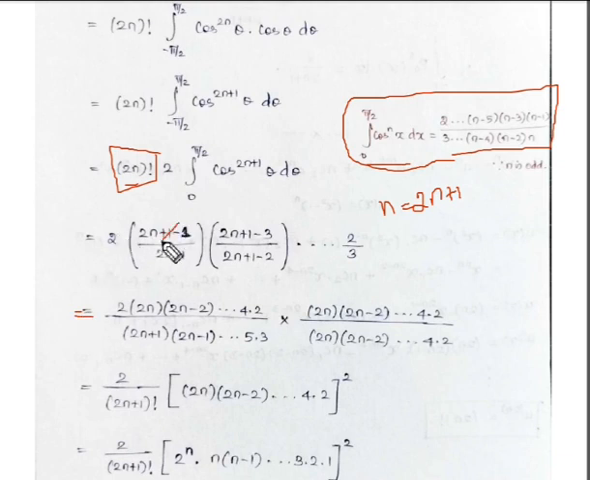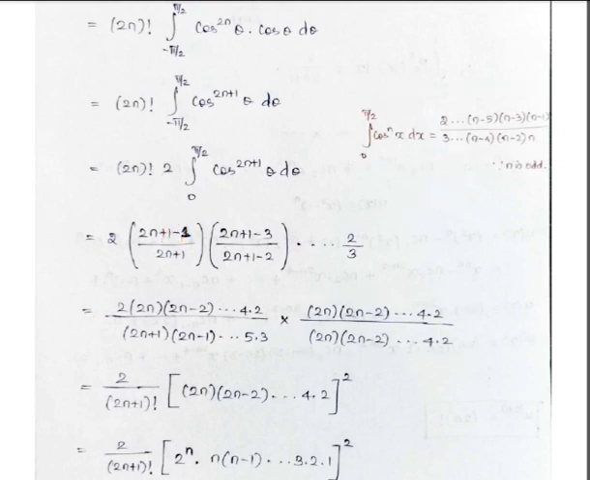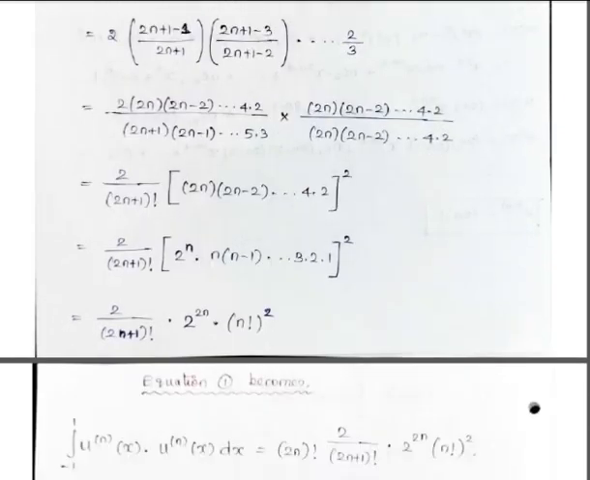Okay, what do we get? 2 into, you cancel this, so 2n into 2n minus 2, etc., down to 4 into 2, divided by 2n plus 1, 2n minus 1, etc., down to 5, 3. Here we multiply and divide this even term, 2n into 2n minus 2 into etc., 4 into 2. What do we get? 2 by 2n plus 1 factorial. The denominator becomes 2n plus 1 factorial.